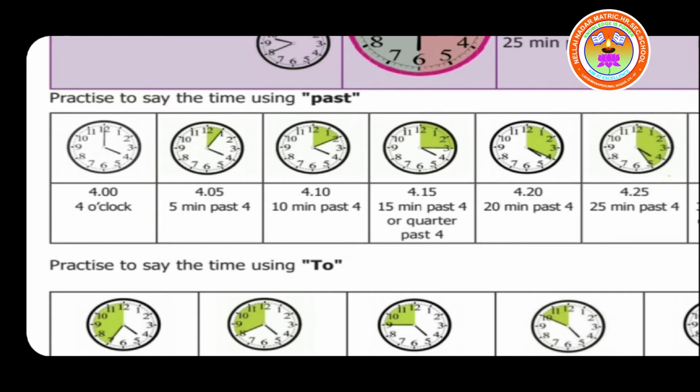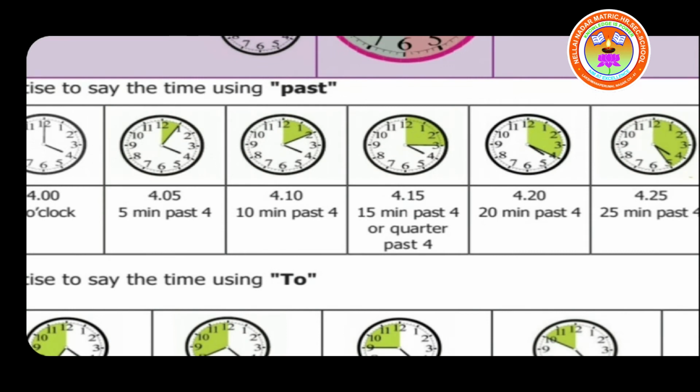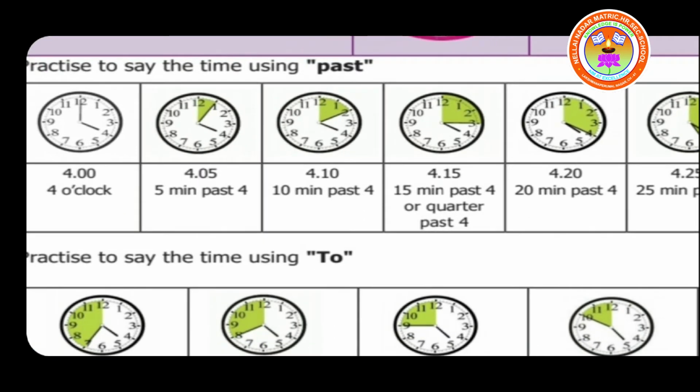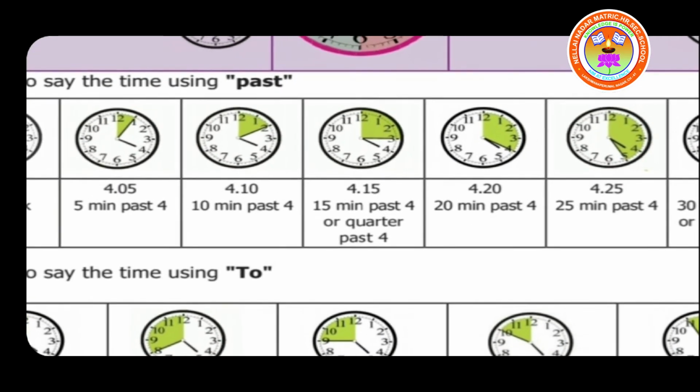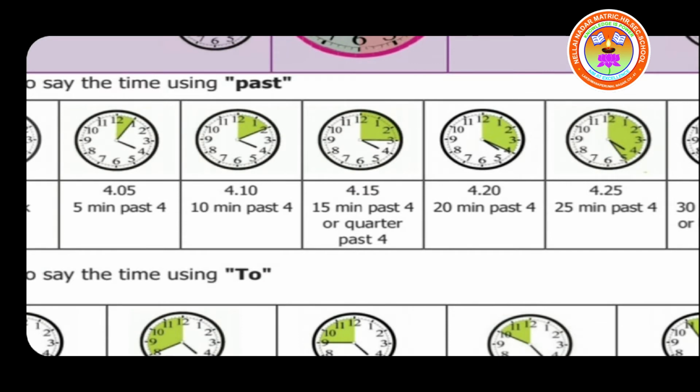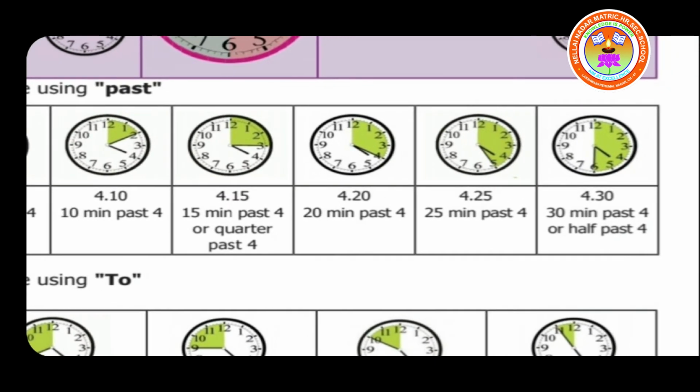Now see the third clock, you can observe the time is 4:10. You can say 10 minutes past 4. So 10 minutes from 4 o'clock are over, and now the time is 4:10. Like that, 4:15 can be said as 15 minutes past 4, or quarter past 4. Then 4:20, 20 minutes past 4, and 4:25, 25 minutes past 4, and 4:30, 30 minutes past 4 or half past 4. See children, 15 can be read as quarter past and 30 can be read as half past.